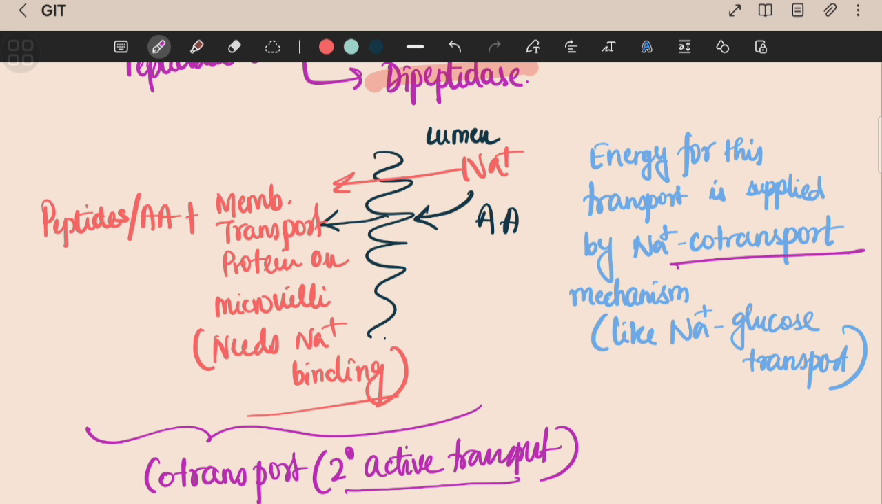A few amino acids do not require the sodium co-transport, but instead are transported by special membrane transport proteins, like fructose, which requires GLUT5, transported by facilitated diffusion. So this must be clear. Much is not asked from this part, you should just know the gist of the story, how this process is happening and transport. I'm not going into the details again, because I've already discussed them while discussing the carbohydrates.